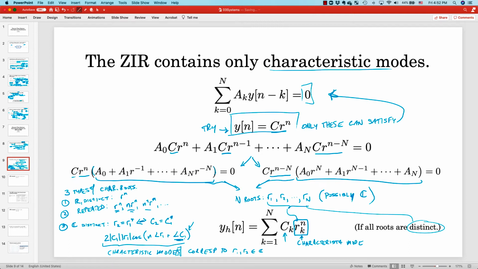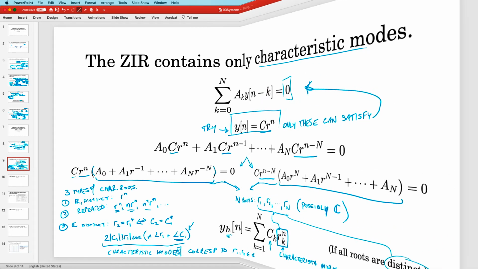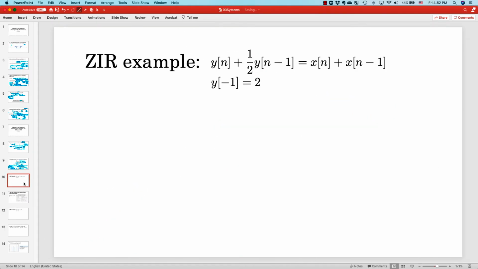Okay, and so when you add up all of these scaled characteristic modes, you get what we call the homogeneous solution. Let's see an example of how this would work. So given a difference equation listed here and an initial condition listed here, let's solve for the ZIR. Now first things first, if the input is 0, then the x's have to be 0, and so that's why it boils down to the homogeneous case.